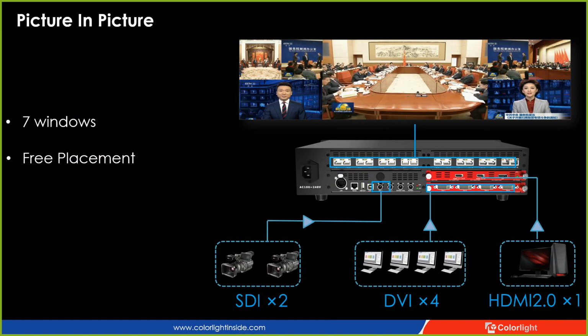So you can crop the original picture into a part of it and then display it on the LED screen. This function will also have a demo. And the third one, picture-in-picture. The X16 can support 7 windows in PIP because we can provide the 2x-SDI, the 4x-DVI and 1 unit HDMI 2.0. Here you can see we place different pictures in different places on the LED screen because our X16 supports free placement. That means each window can be freely resized and placed at any position on the LED wall.